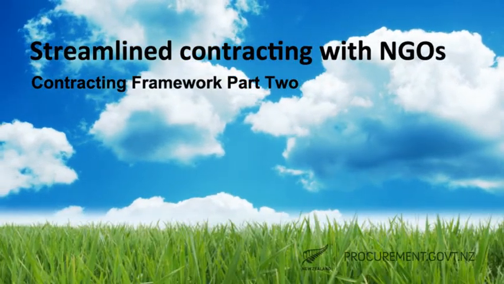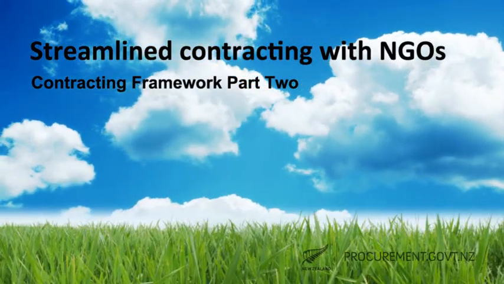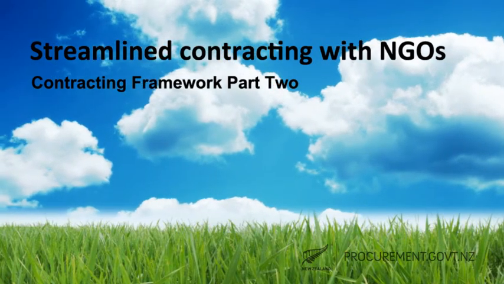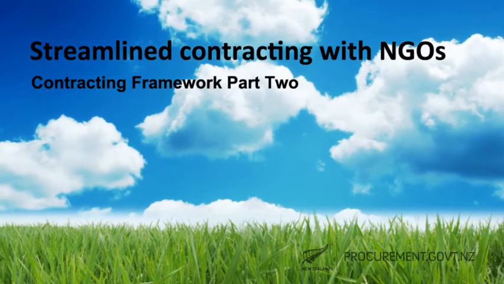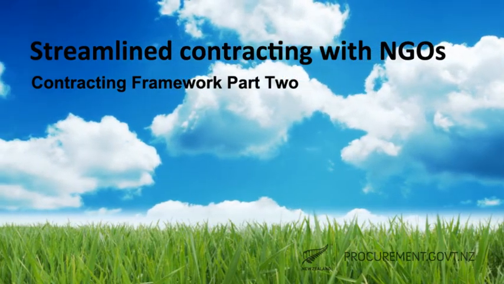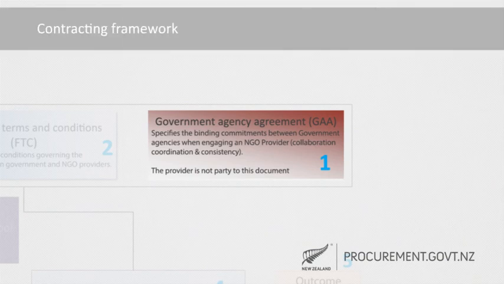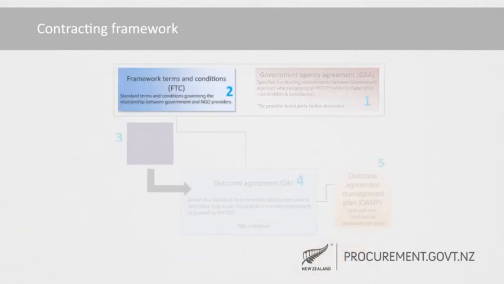Welcome to part 2 of this overview webinar of the Streamlined Contracting with NGOs Contracting Framework. In the first part of this webinar, we looked at the contracting framework and the different documents and tools that form the framework. We went through the government agency agreement and explained what it is and the commitments that agencies and MBIE make when they sign that agreement.